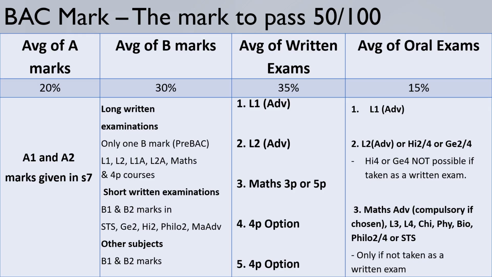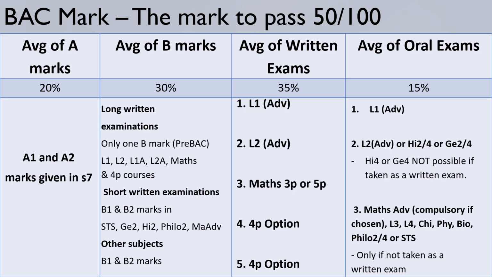The final mark in the European Baccalaureate is based on a weighted average of your S7 marks. 20% of your final grade will be based on the A marks you receive in each subject, just as you have received so far. You will also receive a B mark in L1, L2, L1 Advanced, L2 Advanced, and all 4-period subjects.